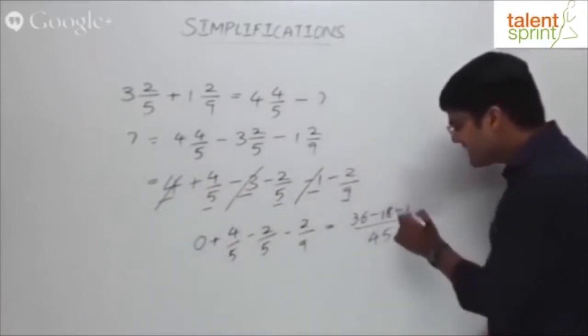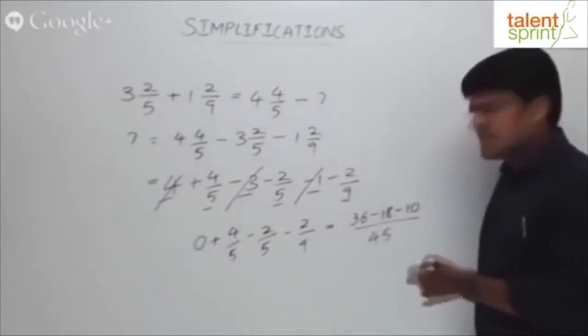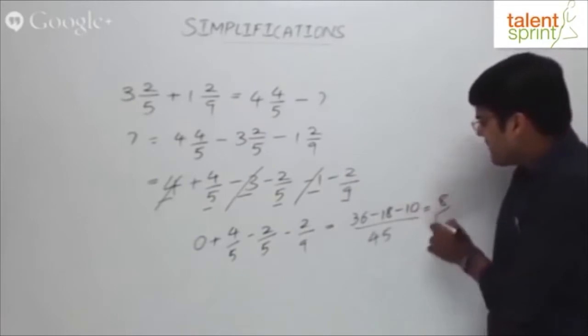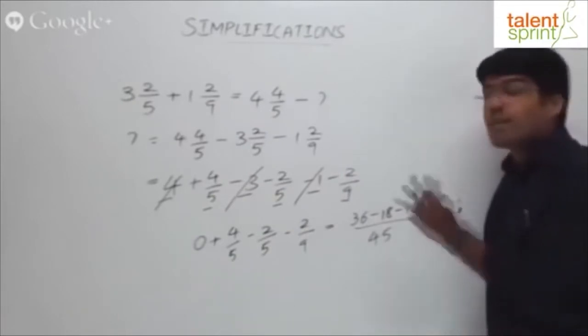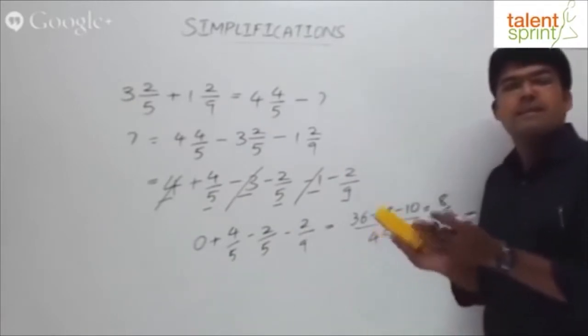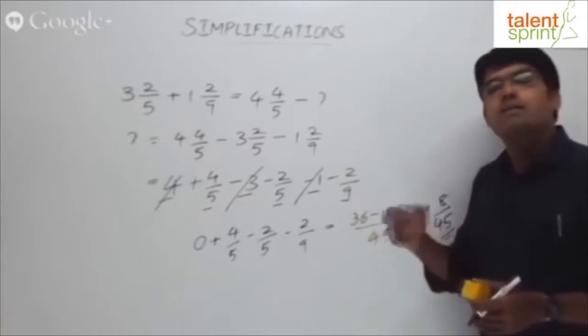So look at this now, minus 10. What is 36 minus 18? 18. 18 minus 10? 8. 8 by 45. That's your answer. So practice on this method. Just split the integer part and the fraction part and do the calculations.